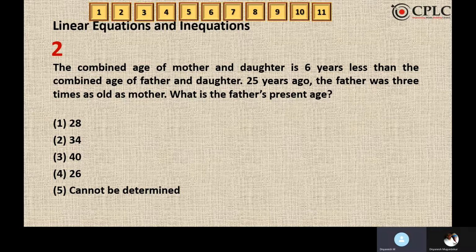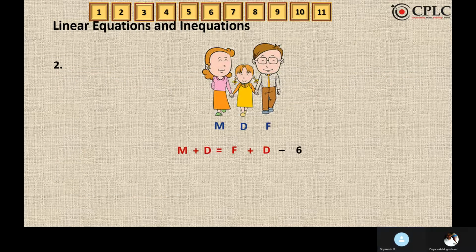Two equations, two unknowns, solve them simultaneously. Question is father's present age. So first equation is this. Second equation is this.